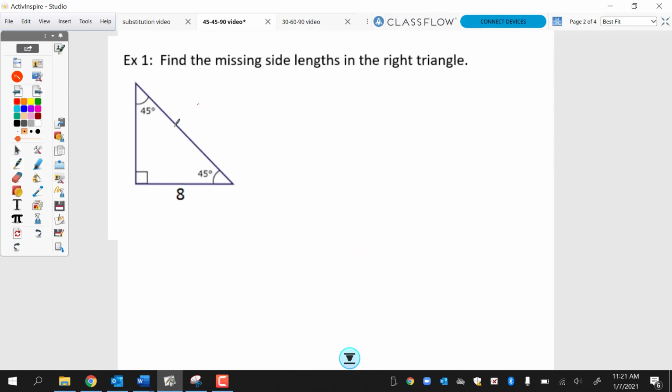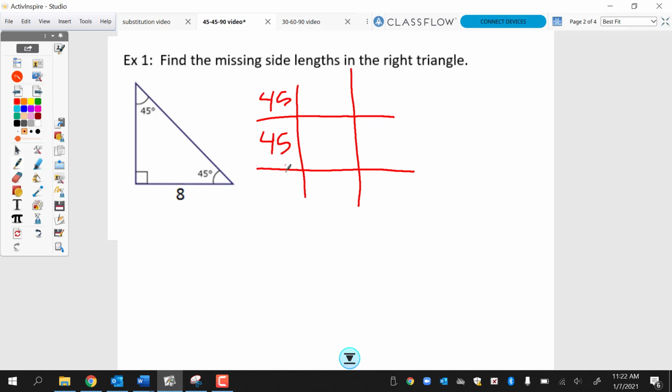So if I'm supposed to be finding the missing side lengths, I only know one of the side lengths, so I can't do a squared plus b squared because I only have one number. So I see that the angles are 45, 45, and the box means 90. So then I'm going to draw this little chart. I know I can use it because the angle numbers are 45, 45, and 90. And the pattern inside is always x, x, x square root of 2.